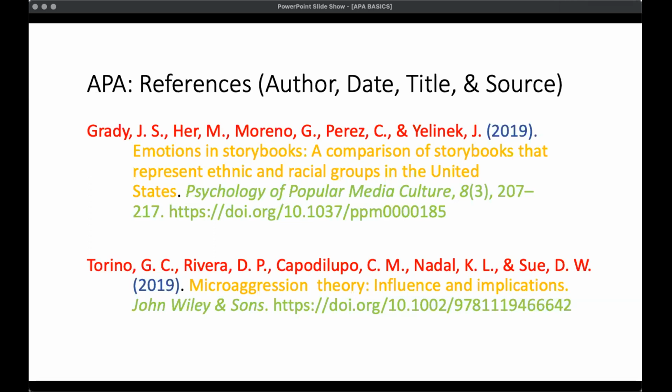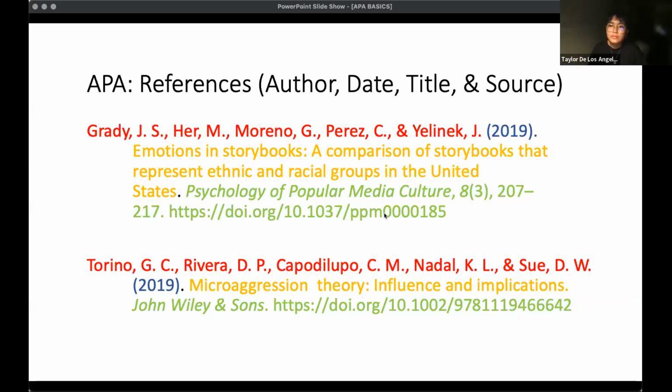Got it, thank you. If you're quoting this research, or if you're paraphrasing this research in the paper, then you do Grady et al. or Torino et al. and the dates. But in the reference page, every single author gets listed. Okay, so et al. is only for our in-text citations. Yeah. Got it. Did that answer your question? Great, thank you, great question. Any other questions? No questions in the chat.